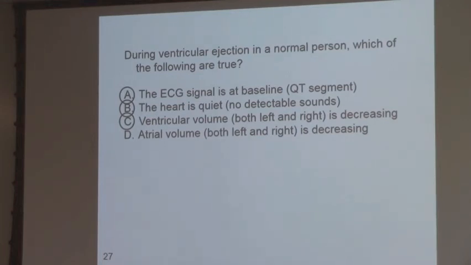Ventricular volume is decreasing because we're talking about ejection, so that one comes naturally. Atrial volume, it turns out, so this was the trick, atrial volume is actually increasing because the atria are refilling while the ventricles are pumping. I wouldn't throw that kind of curveball at you, just to be clear.